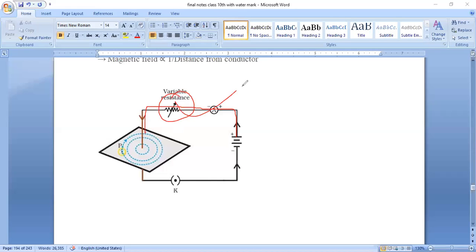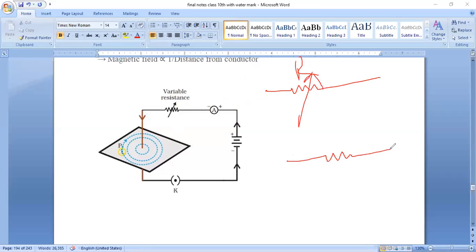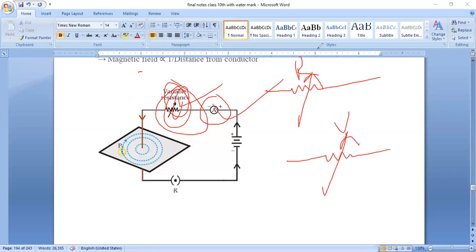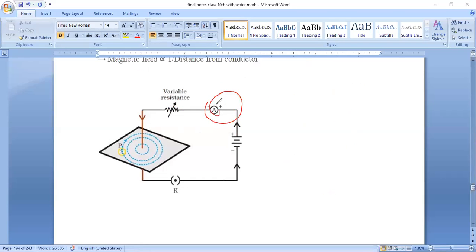So what is this? You can ask. This is variable resistance. This one is called just resistance, or if I put an arrow to this, then it is called variable resistance. So this is variable resistance, meaning I can change the value of this resistance. This is for the protection of the circuit. And this one is a current measuring device, that is an ammeter. So this is the switch which can be used to turn on and turn off.